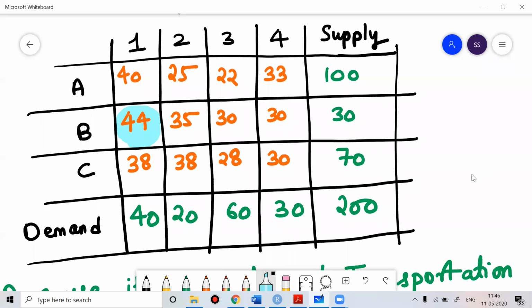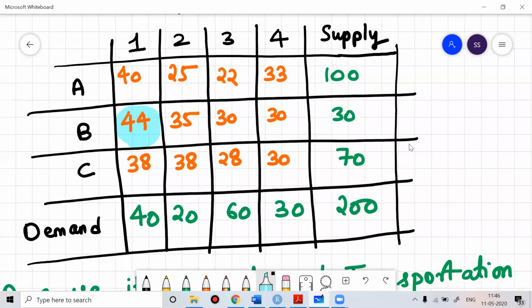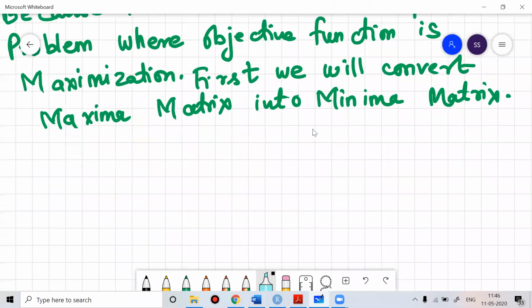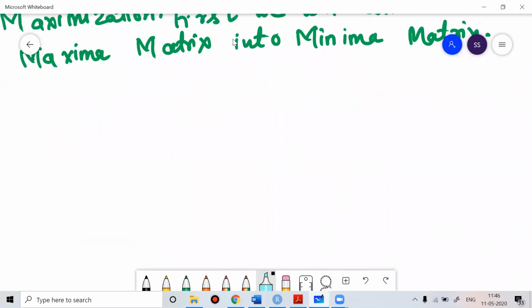So here in this problem, both the constraints we have, that this is neither a balanced transportation problem, nor is the objective function minimization. Out of both the constraints, first we'll give preference to converting the maximum matrix into minimum matrix. Once we're done with this work, then we'll convert the unbalanced into balanced. I believe everyone has done by this time. So let me write it down. We'll convert the maximum matrix into minimum matrix.